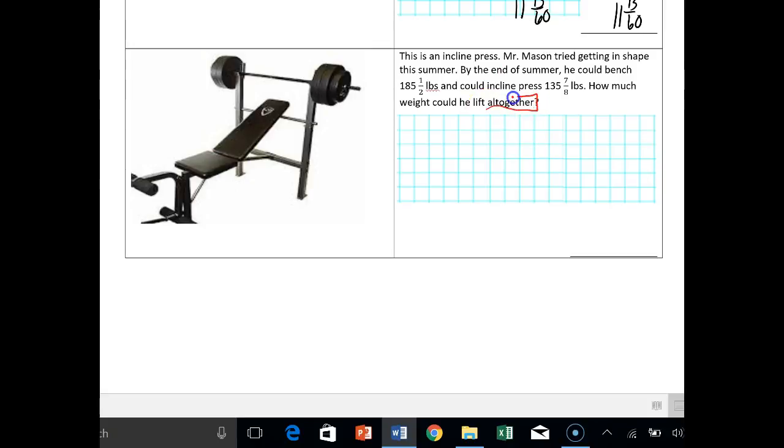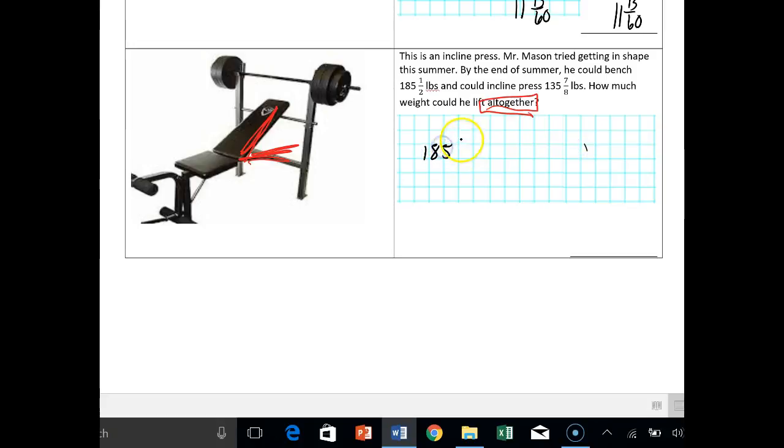So there's a different kind of phrase here. If I'm saying I want to know how much I can bench press and how much I can incline press, I want to put those weights together. Now, I can't do it at the same time, but I'm just saying over the summer, if I did some reps of bench and then some reps of incline, how much weight would I have lifted altogether? So that's figuring out we're adding.